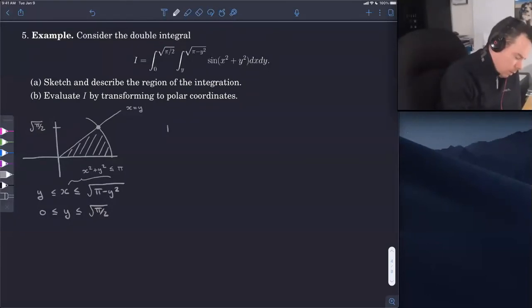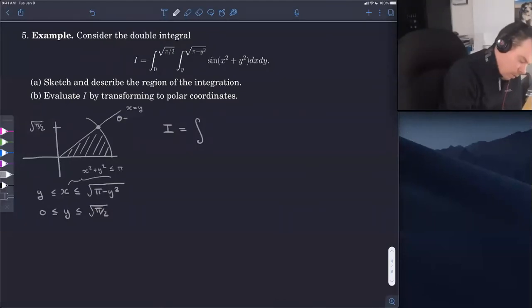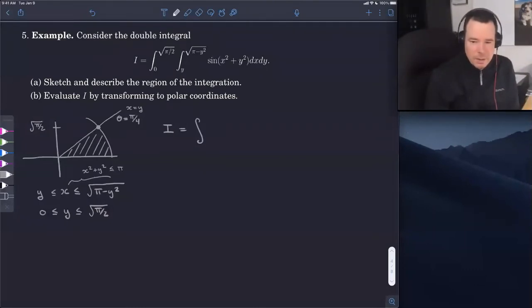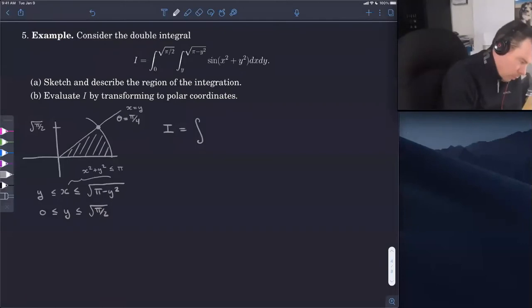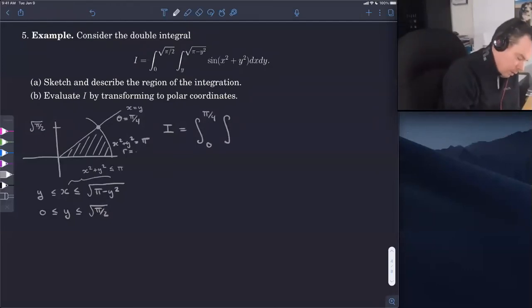So what we're going to do is we're going to say, okay, for polar coordinates, what is our integral? Well, our angles go from 0 up to, in this case, pi by 4, because that's the line x equals y, so that's at 45 degrees, or pi by 4. So we're going to go from 0 to pi by 4. What are our r values doing? Well, our r values are starting at 0, and they're going all the way out to the radius of this circle here. This is x squared plus y squared is equal to pi, so its radius is equal to root pi. So our r values go from 0 out to root pi.